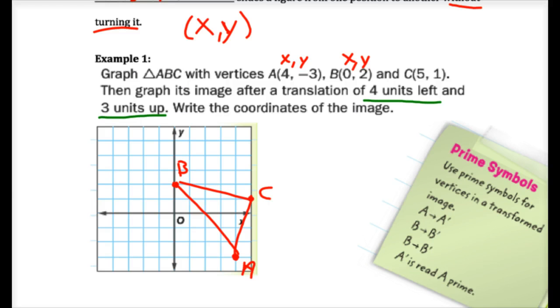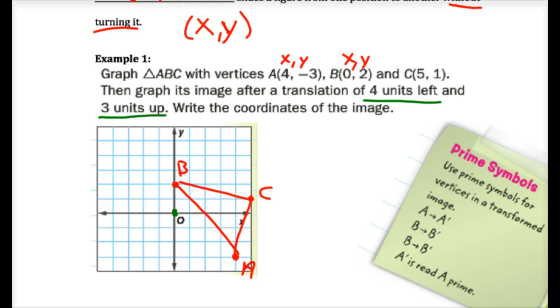Start with point A. Everybody put your little pencils on point A and go 4 units left. 1, 2, 3, 4. And 3 units up. 1, 2, 3. Coincidentally, we landed on the origin. Did everybody land on the origin? Yes. Yeah. Just a coincidence. That's not going to happen very often. Guess what the name of that new point is? A.